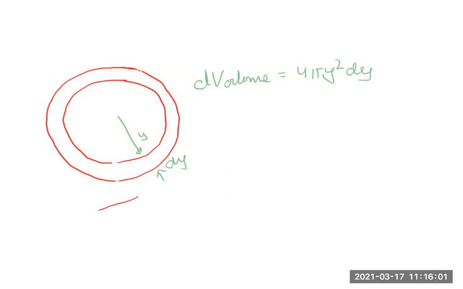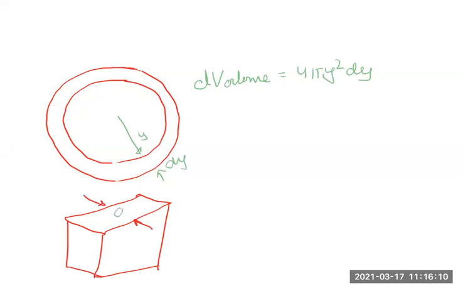And for a plane, we will have this as x. This will be some h, this will be some L. So dV will be equal to L h dx. Okay, this is what you have to remember.